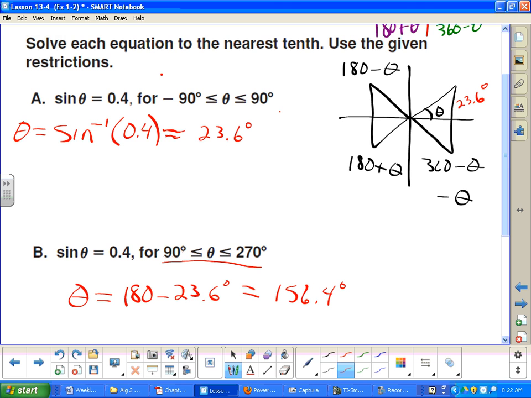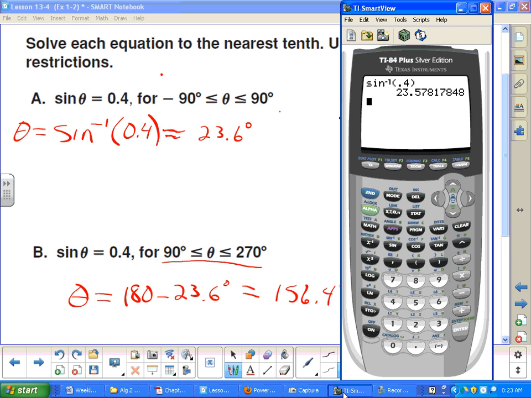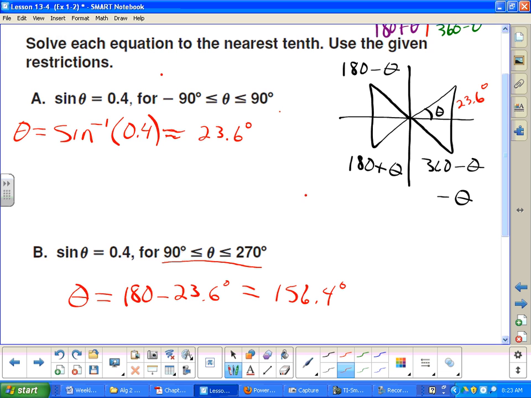Because I want to verify that that answer is correct. Okay. Really close to 0.4. Okay, so I can make sure I have the correct answer then. Okay, but think about how that reference angle works though.